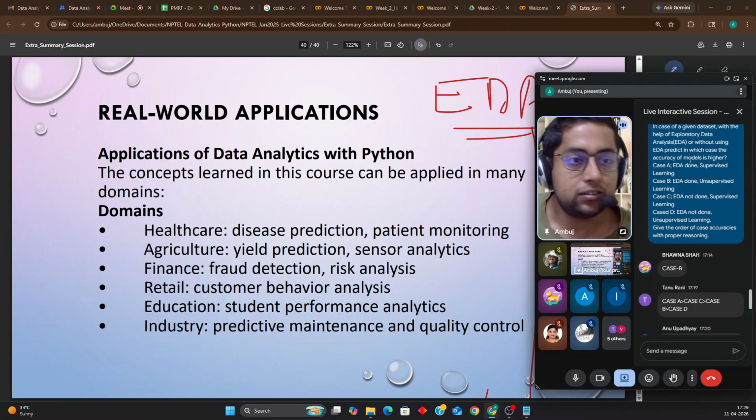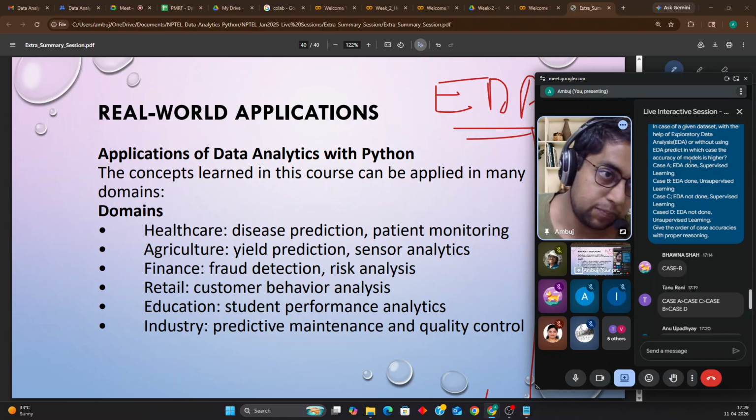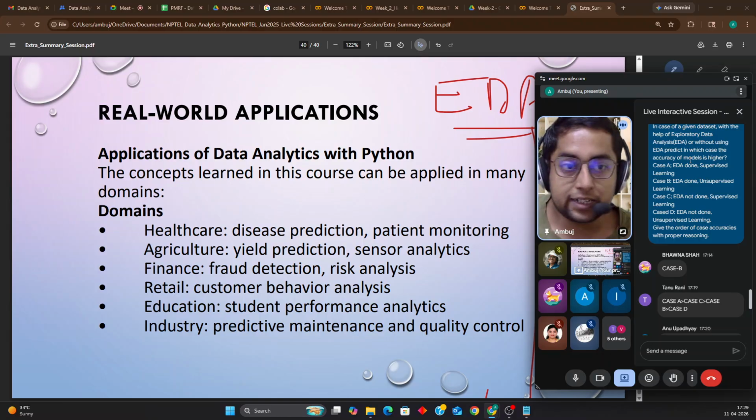Now in case C, EDA was not done, but supervised learning was done. By default, if the original data set is used, there is a possibility that the model accuracy is somewhat higher. There is a possibility because data is every time present, so the model can directly learn from the data which is gathered from the sensors.